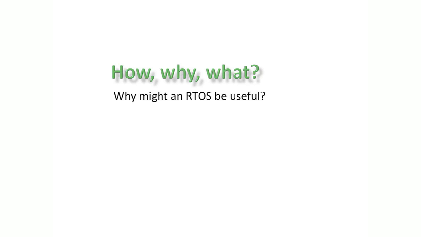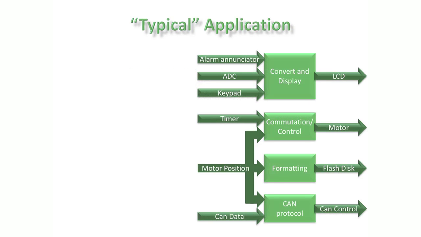So, the mythical, typical example that doesn't really exist. What I've tried to do here is show lots of conflicting requirements in one application that you might quite often come across. And these are deliberately chosen to show these challenges in this system. So in here we have some software which is converting data and writing to an LCD. So we have an alarm annunciator, an ADC input, maybe just a keypad input, but they all want to write to the same peripheral. So there's a conflict there.